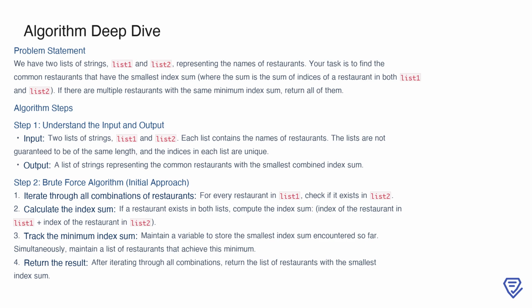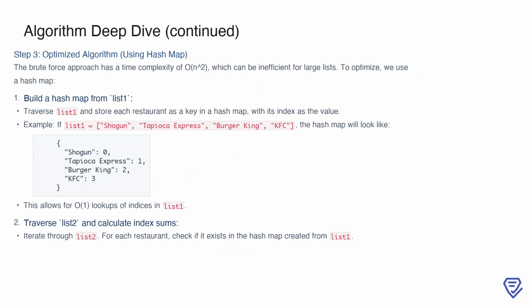A basic way to solve this is a brute force approach, where we iterate through all combinations of restaurants from both lists, calculate the index sum for each common restaurant, track the minimum index sum, and finally return all restaurants that achieve that minimum. However, this approach has inefficiencies, especially for larger lists, which we'll address with an optimized solution later. To improve efficiency, we can use an optimized algorithm that leverages a hash map. This reduces the time complexity significantly compared to the brute force approach.